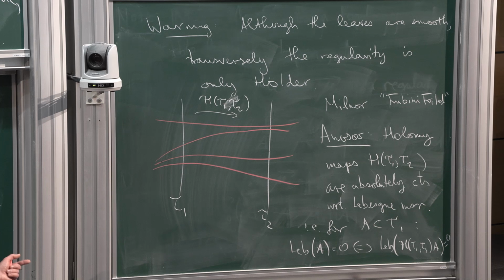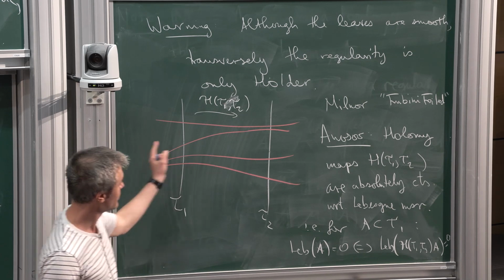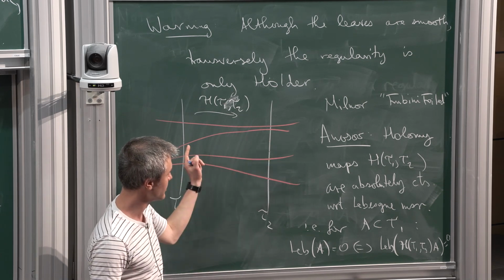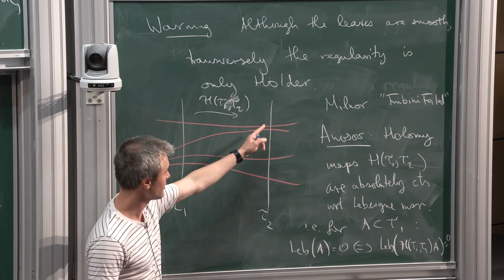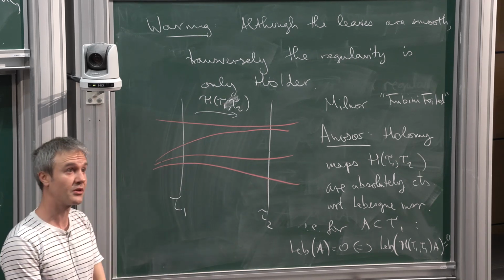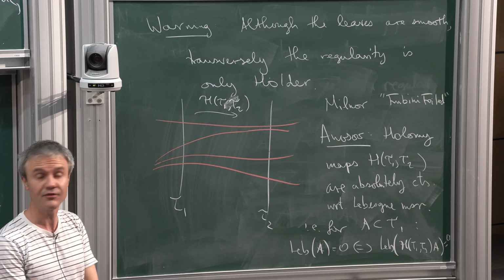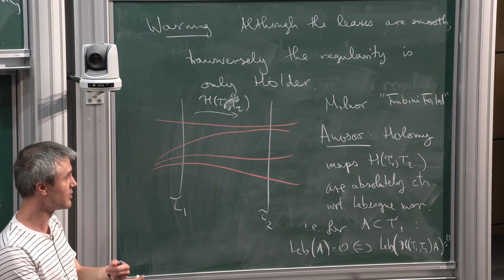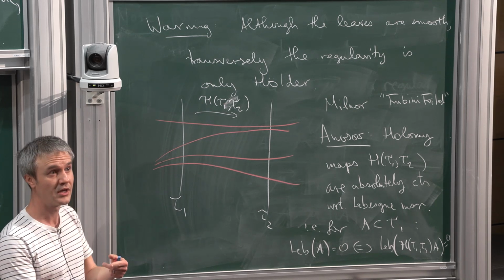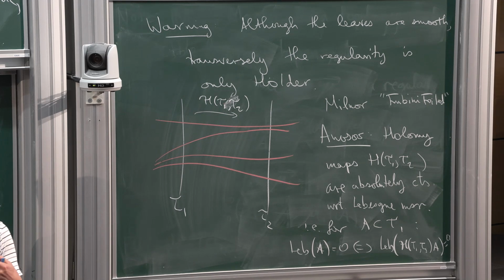Or to say differently, if you push forward the Lebesgue measure on this leaf, you get a measure that's absolutely continuous with respect to Lebesgue measure on the other leaf. And in fact, you even get a bound on the Jacobian. So the density is bounded from above and from below. Okay? So this is actually a fairly difficult result, so it's not easy to prove.